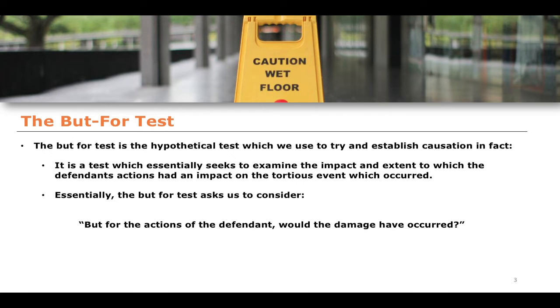We're essentially asking the question, if the actions of the defendant had not happened, if the defendant had not breached a duty of care, would the damage that was caused to the claimant still have occurred? If the answer is no, if the damage wouldn't have occurred if there wasn't a breach of a duty of care, then this would satisfy the But-For Test and establish causation in fact.